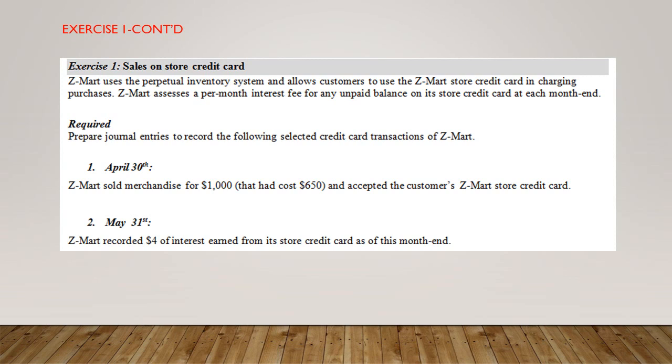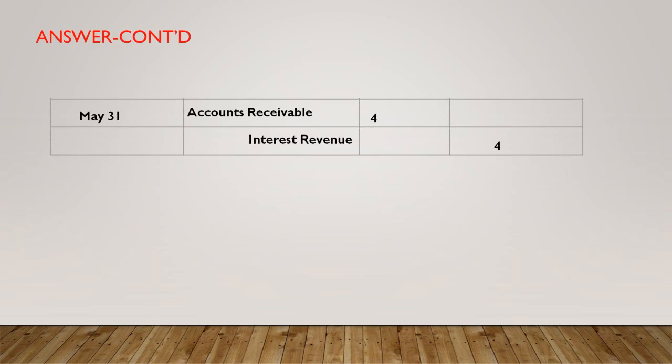Here, the company charges the customer a certain fee for every delay in paying the cash to the company. So here the company charges the customer $4 as interest. For the company, this interest is considered revenue, which is an interest revenue. So the entry will be as follows: debit accounts receivable and credit interest revenue.